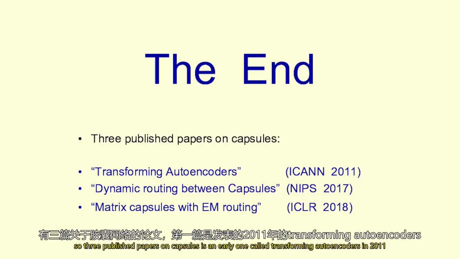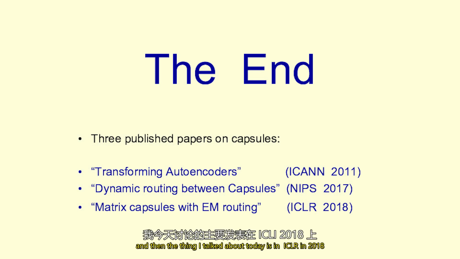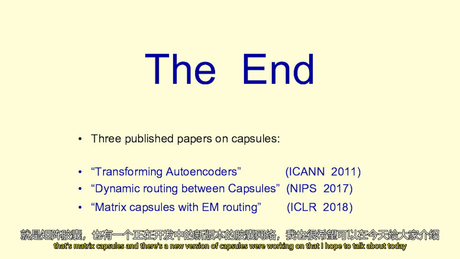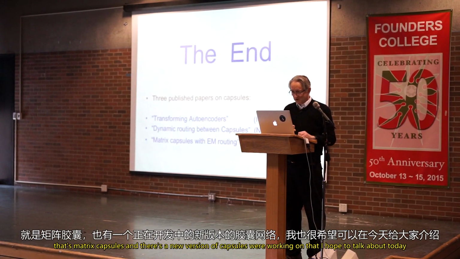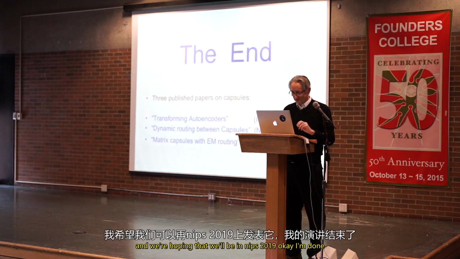So, three published papers on capsules. There's an early one called Transforming Autoencoders in 2011. And then there's one in NIPS that does that segmentation of digits that I showed you. And then the thing I talked about today is in ICLR in 2018. That's matrix capsules. And there's a new version of capsules we're working on that I hope to talk about today, but it doesn't work yet, and I don't want to talk about something until it works. And we're hoping that will be in NIPS 2019. Okay, I'm done.